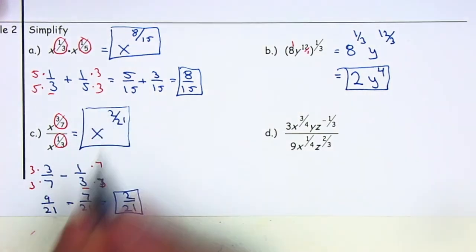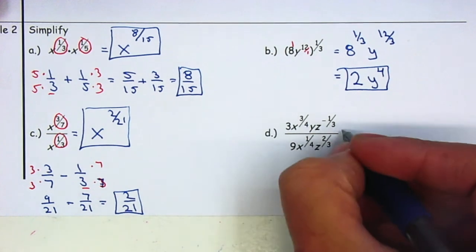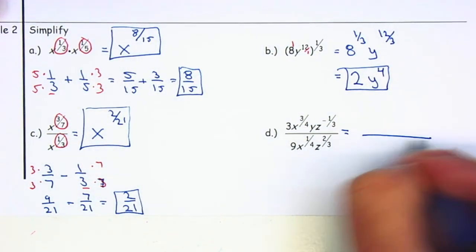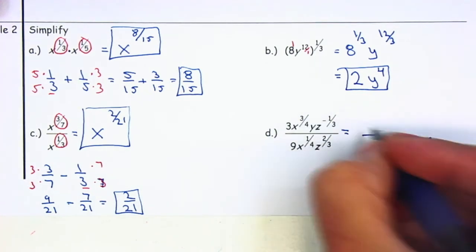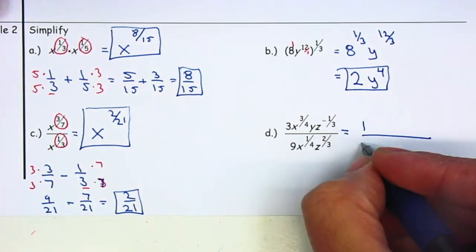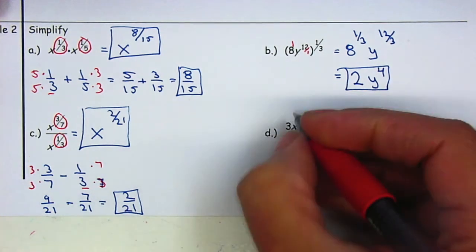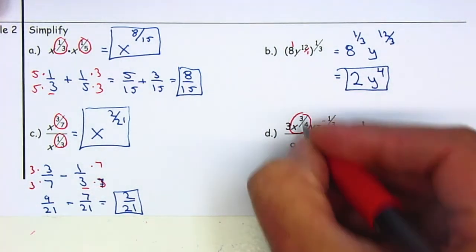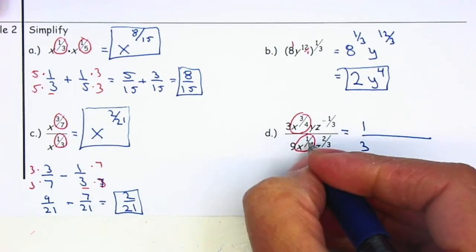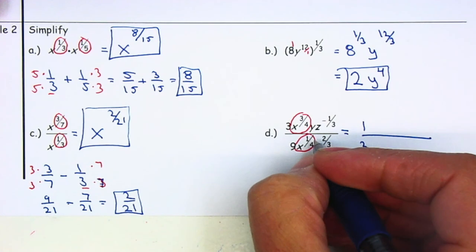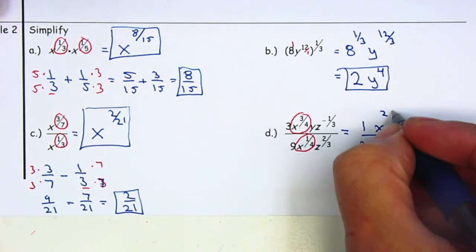Letter D. I'm going to reduce my fraction first. They don't have an exponent, so I can just reduce it like any normal fraction. So it'll be 1 over 3. Let's deal with the x's first. I'm going to subtract the exponent because they're divided. So 3/4 minus 1/4. 3 minus 1 is 2. It will be x to the 2/4.